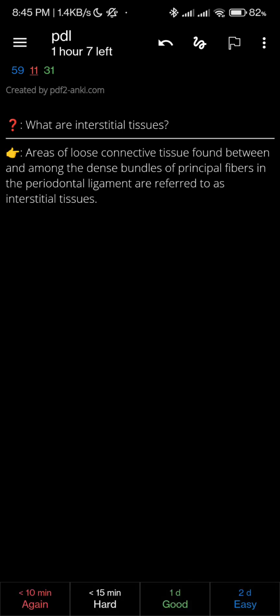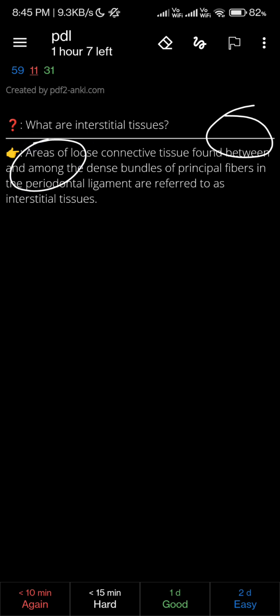What is interstitial tissue? Interstitial tissue is seen in between and around large bundles of principal fibers. It is loose connective tissue found between and among dense bundles of principal fibers.